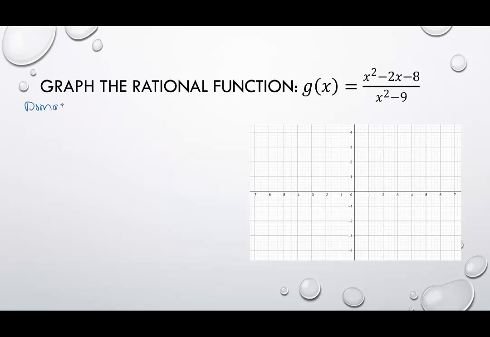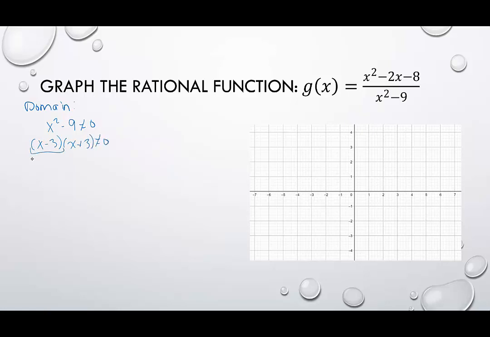What do we know about our domain? Well, we know that the denominator can't be 0 because that's not going to provide us a real number. So we need to say that x squared minus 9 cannot equal 0. x squared minus 9, that's a difference of squares. That's going to be x minus 3 times x plus 3. Neither of those can equal 0.